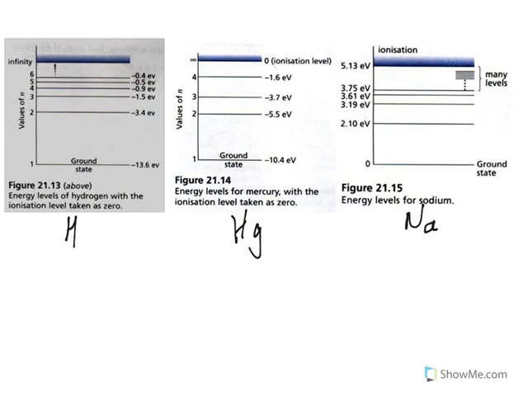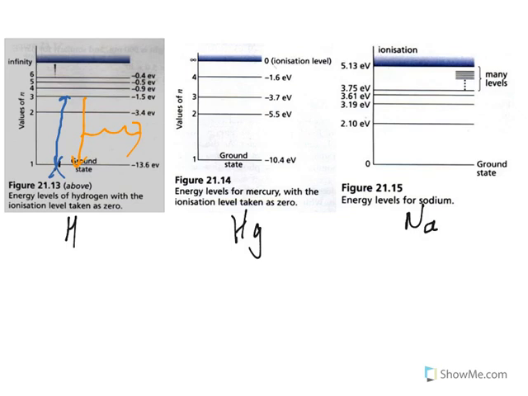So the ground state is the normal level. Normally an electron sits there. If we give it energy, we can get it to come up there, maybe, and then it might drop back down. And when it drops down, as I said, it gives off a photon. Then we've got hydrogen, the mercury in the middle, and then the sodium energy levels, and you can see the numbers next to them are different.